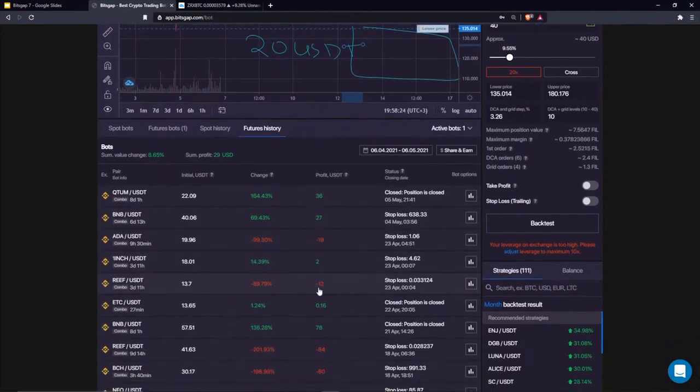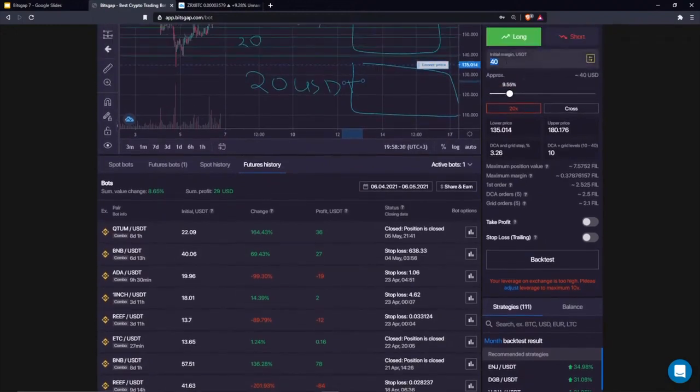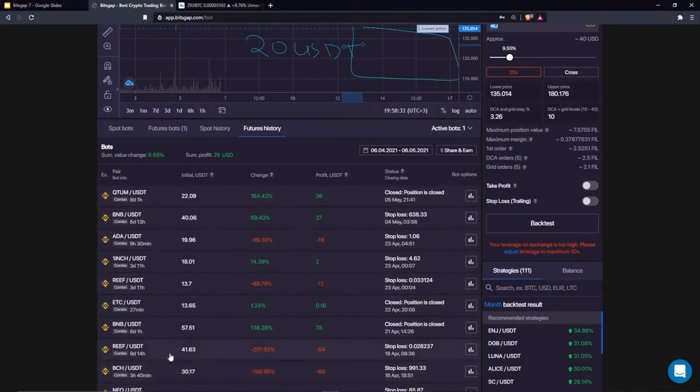And I had a case in my futures trading where I lost exactly double. For example, where is that? You see, RIF trading against USDT. My initial margin, the same way I put 40 here, I had 41 for RIF. And I was unfortunate and the price moved in the opposite direction and I lost double. I lost $84 in that case.